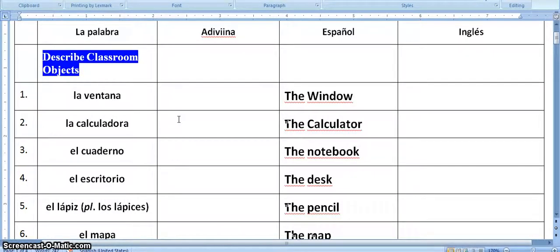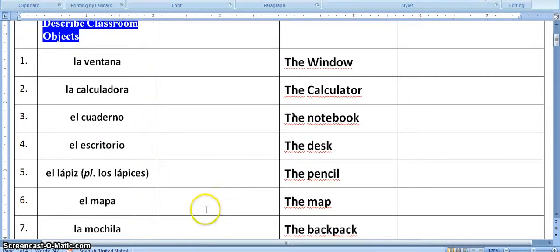All right. Número uno is la ventana. La ventana is a window. Okay. Now, if you think about a window, a vent, maybe a ventana, there you go. Número dos is la calculadora. La calculadora is a calculator. That right there, kids, that is a perfect example of a cognate. Número tres, el cuaderno, the notebook, el cuaderno. I don't have anything for that. Número cuatro, el escritorio is the desk. Once again, a scribe, you write on the desk. I don't know, something that you know, whatever you can use to help you remember these words. It might help out, okay?